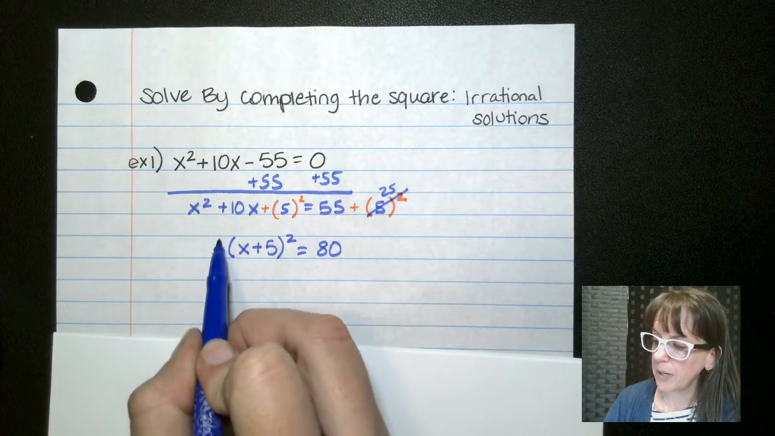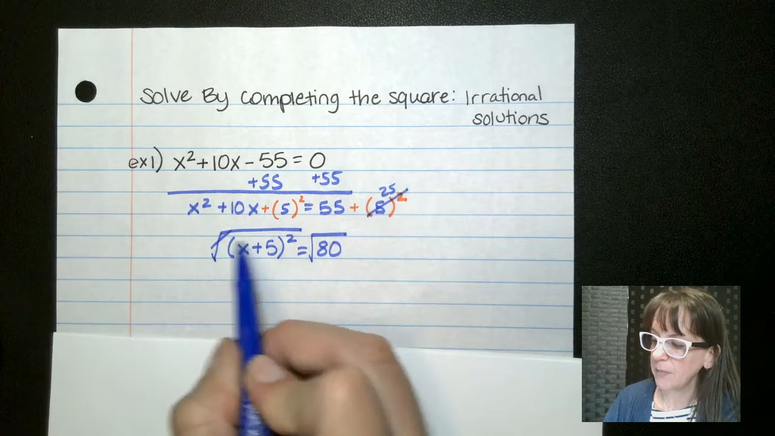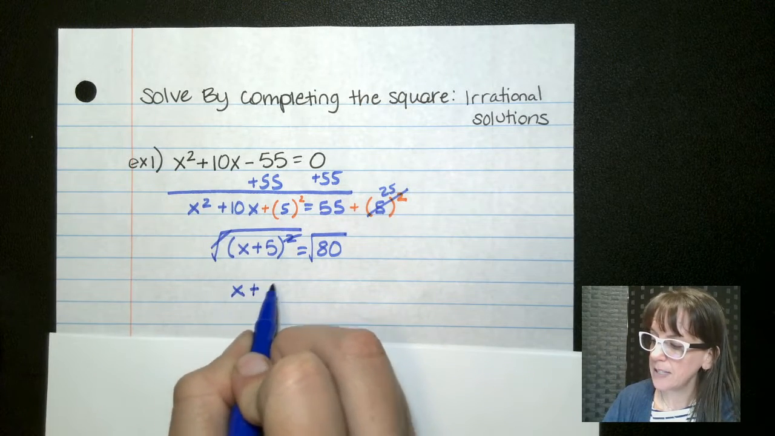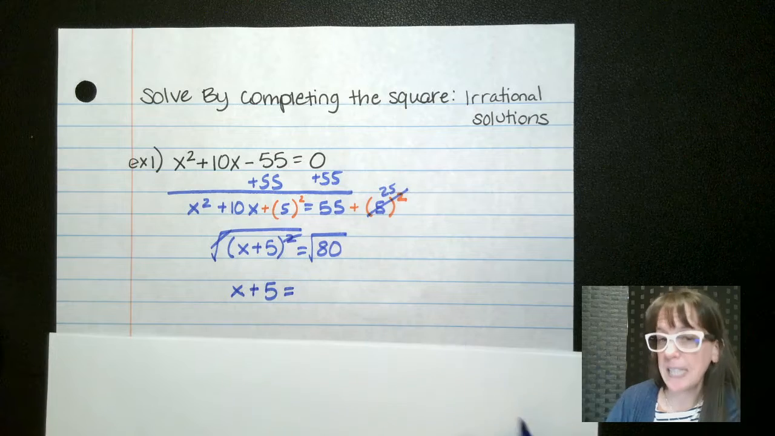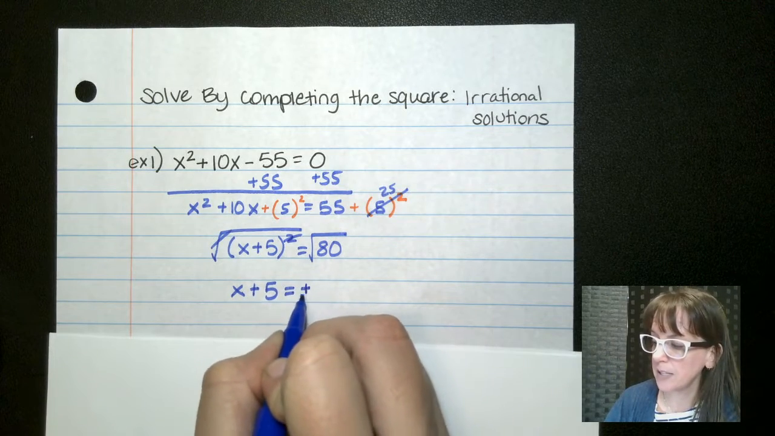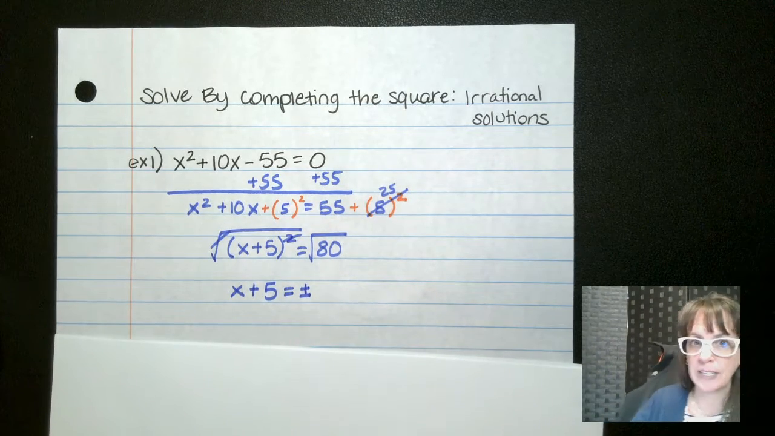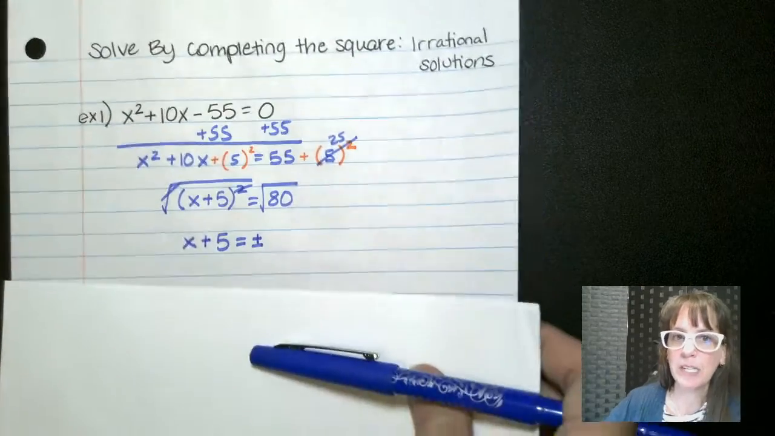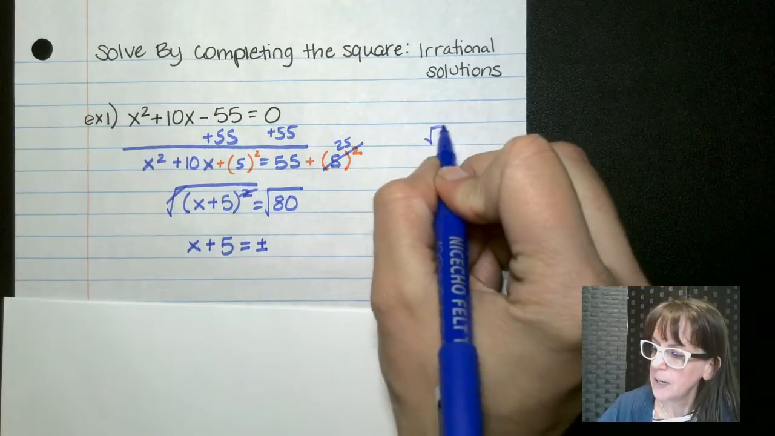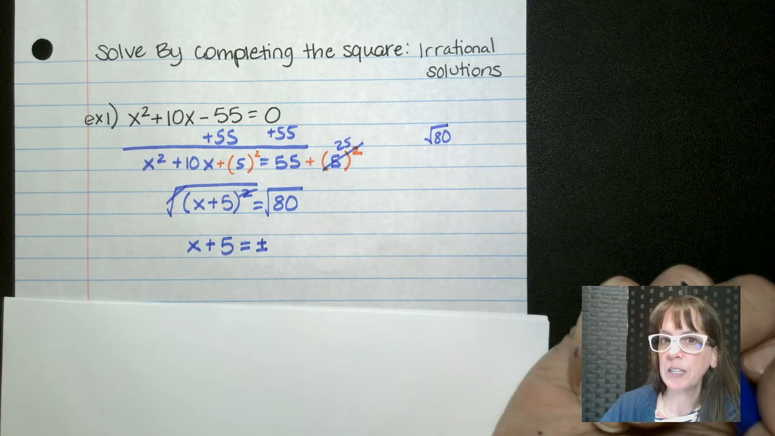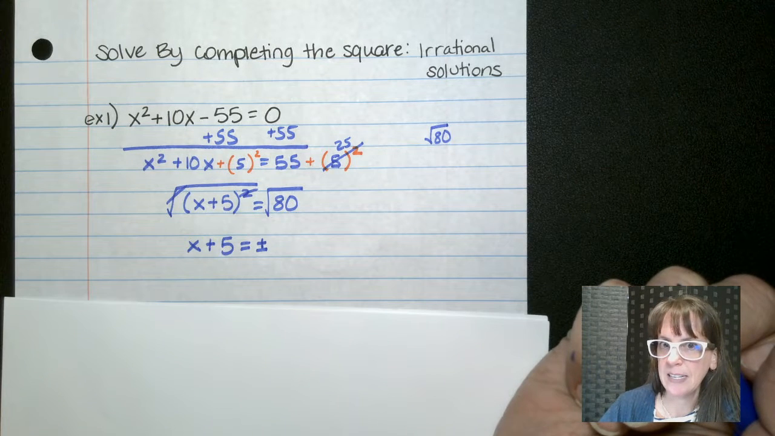Let's go ahead and square root both sides and we get x plus 5 equals, and we're going to be taking this out of the radical, so we're going to do plus minus. Now, a little bit of side work here. The square root of 80, remember, we need to break that down, so let's do some side work. The square root of 80, we're looking for the largest perfect square that's hidden in there.